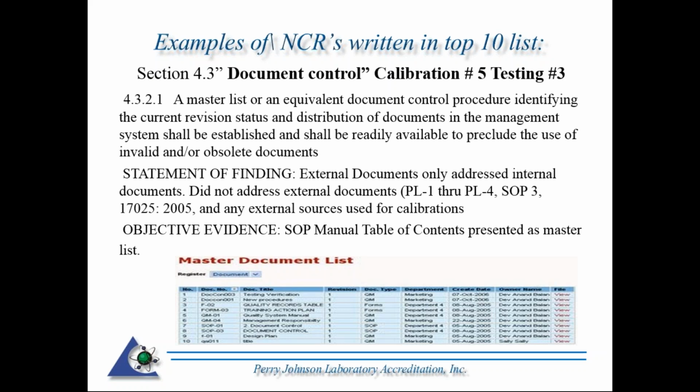I recently did an assessment looking at the scope and looked at, I believe it was an ASTM procedure, looked at the year, and did a little research on the internet and found that it was not the latest and greatest. Hence, a nonconformance was written. It's the organization's responsibility to assure that they are operating off the latest and greatest document. The nonconformances that we see in this are more related to the external documents. I know at PJLA, when we revise things for our labs, we send out notification and update them on our website. So it's up to the organization to update their master list and include these things on it. The specific objective evidence that was looked at was this particular laboratory's SOP manual table of contents, which they presented as their master list. It did not include external documents.